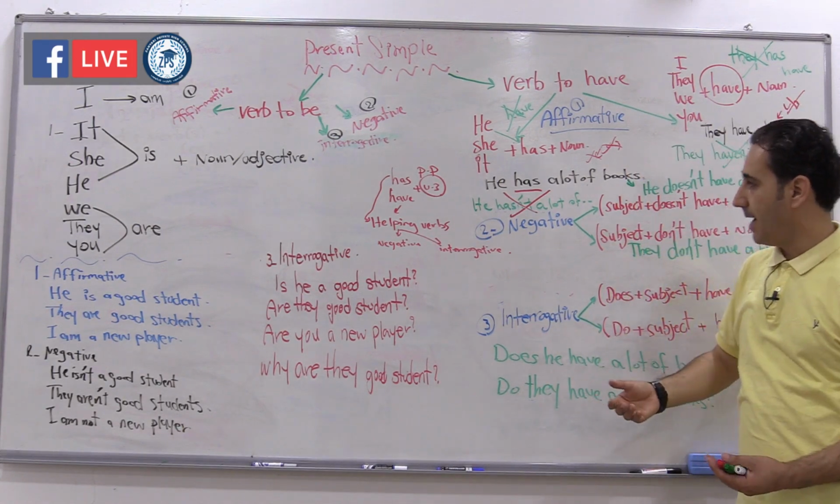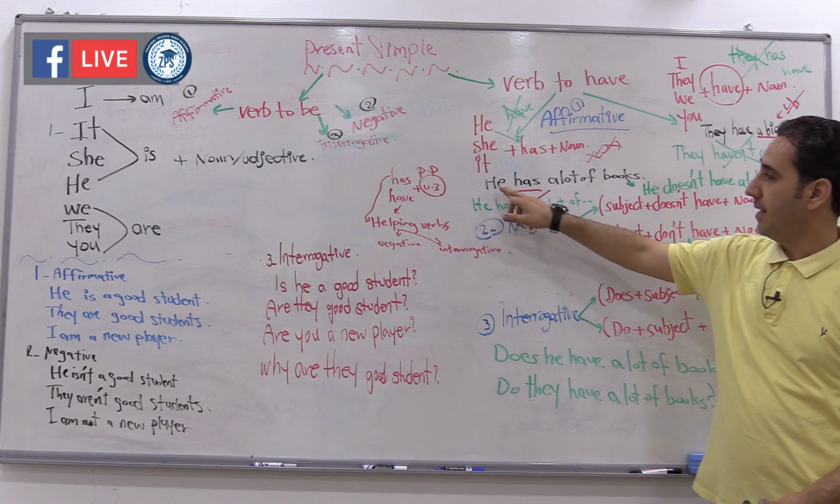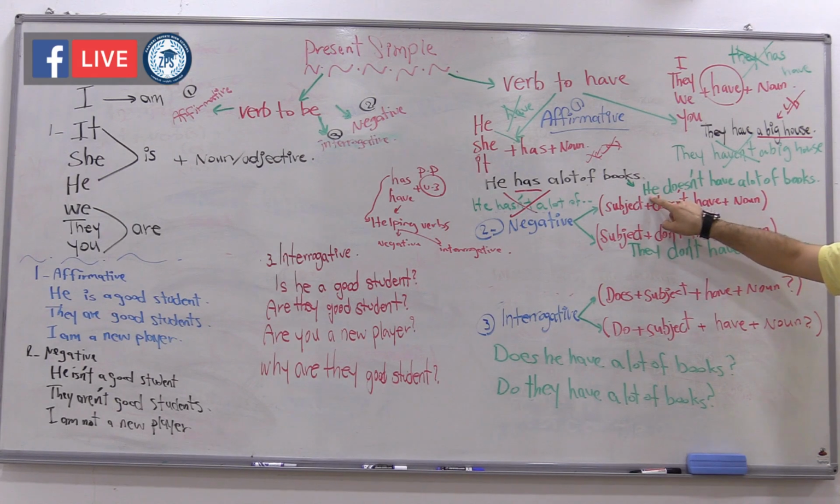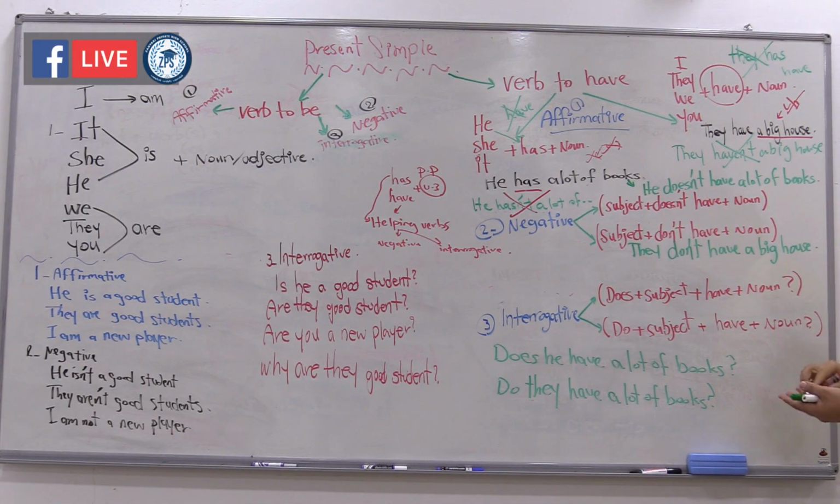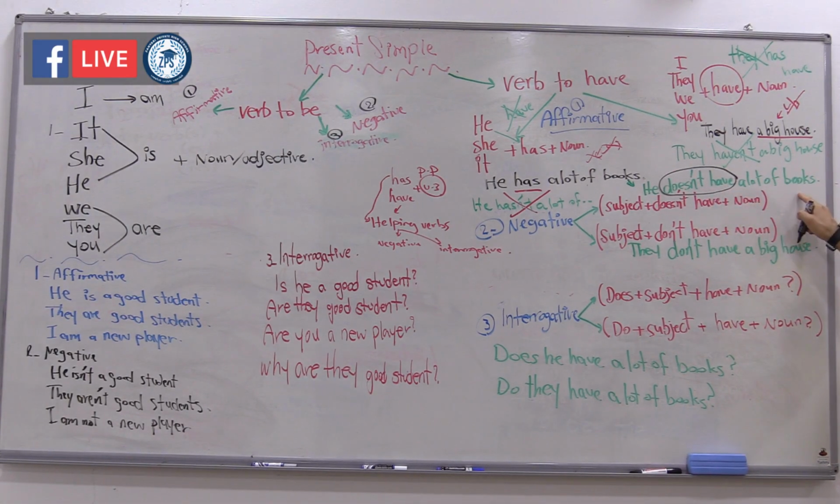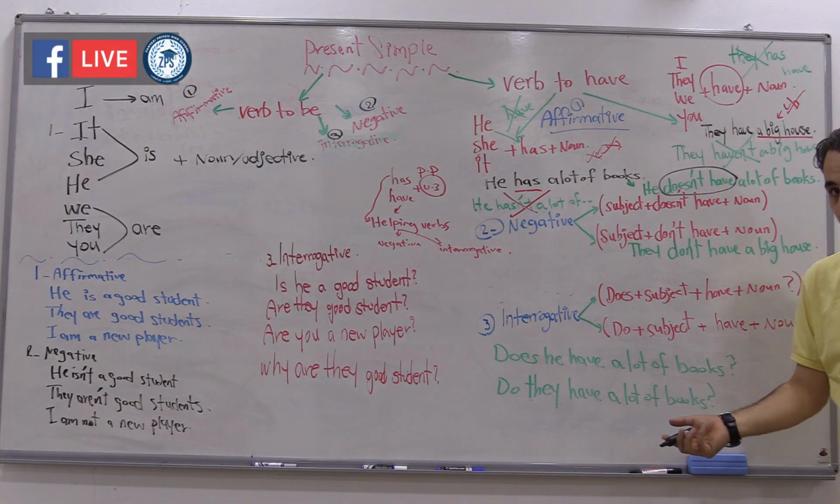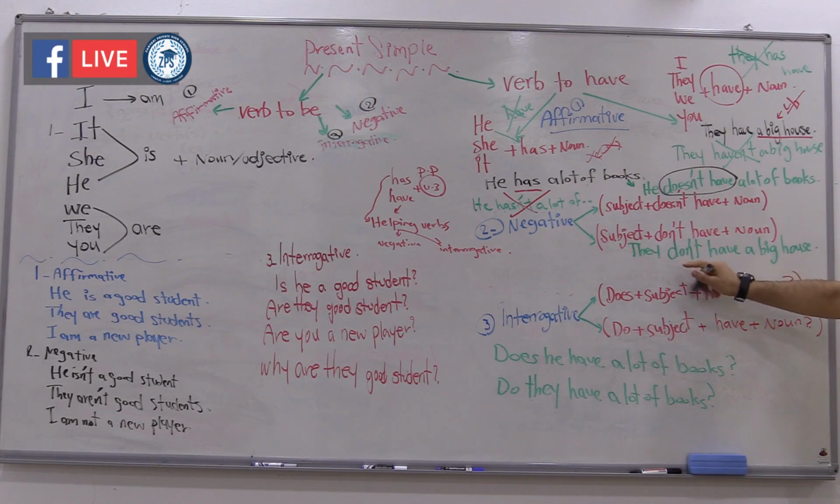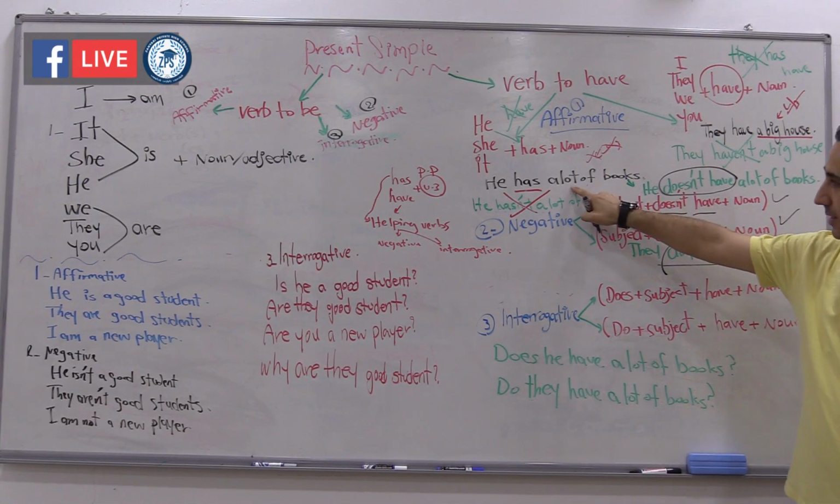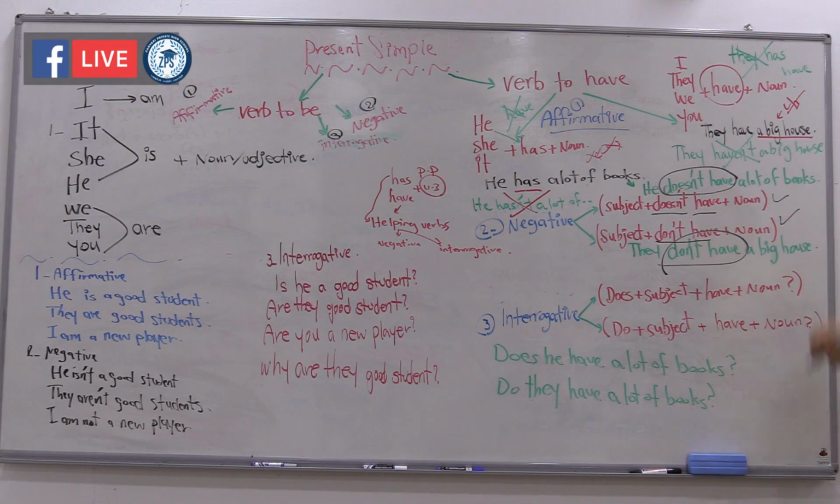So if they are main verbs, how can we make them into negative form? Like he has a lot of books, we should make it negative, like he doesn't have. Look, he doesn't have a lot of books. They have a big house. Mister, how can we make them into negative form? They don't have. They don't have a big house. So we can use doesn't have with this and don't have with this one.